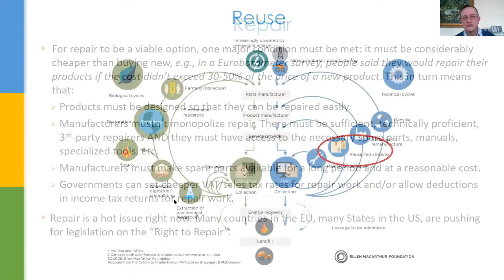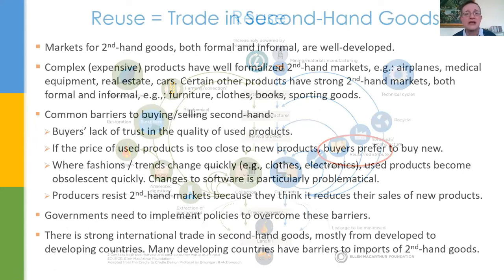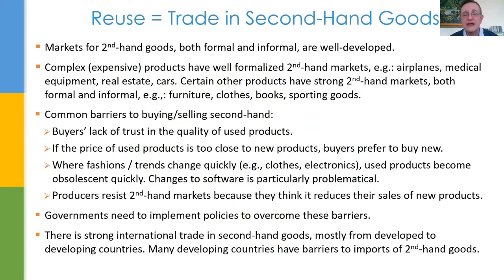What about reuse? What can we say about that? Now, I think the important thing to remember about reuse is essentially, we're talking about trade in secondhand goods. So let's have a look a little bit at that. Markets for secondhand goods, both formal markets as well as informal markets, sort of flea markets and that kind of thing, are very well developed in, I would say, all countries.